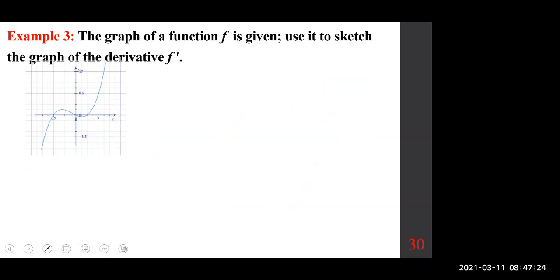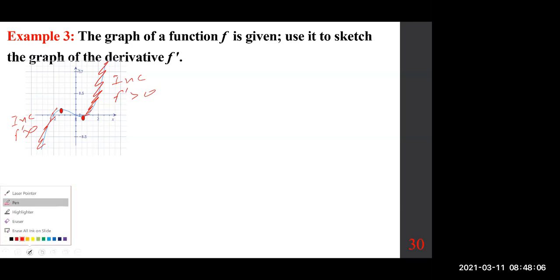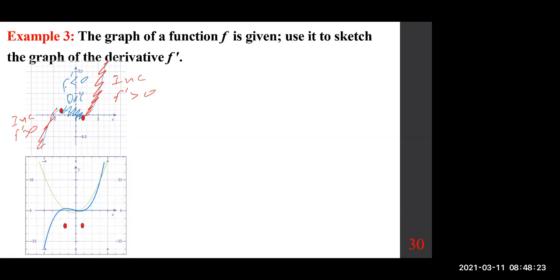For this graph, I hope you see it's the same thing here. It's 0. Here it's 0. Increasing means that f prime is positive, and therefore above the x-axis. This one is decreasing and f prime is negative, and it looks something like this. The green one.